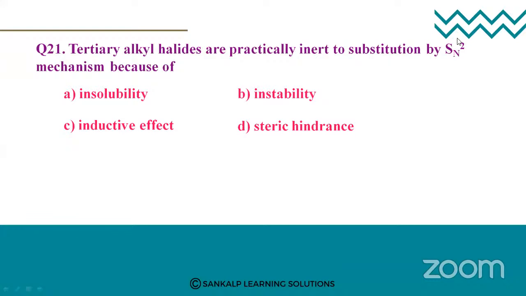Yes, so it is due to steric hindrance. Just now we have discussed it. When you have a tertiary alkyl halide, due to the bulkier groups, the attack of the nucleophile will be difficult. Because of this reason, it is due to steric hindrance. So the attack will be restricted.